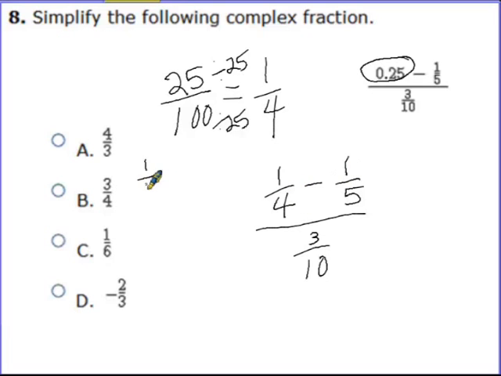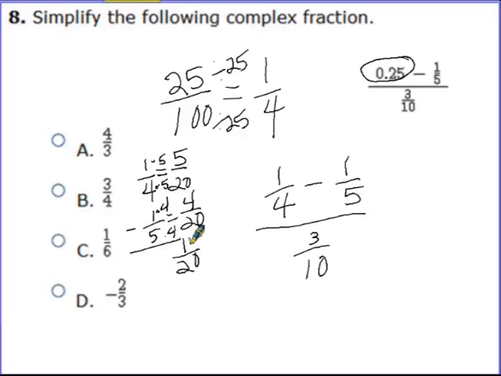So I'm going to rewrite those vertically because I have to have a common denominator in order to do that step. So I'm going to make my common denominator 20. And down here I will multiply by 4. So up here I would multiply by 4. So I get 4 over 20. And here I will multiply by 5. So here I will multiply by 5. I get 5 over 20. So now I keep my denominators. 5 minus 4 makes 1. And so now this problem turns into 1 over 20 over 3 over 10.